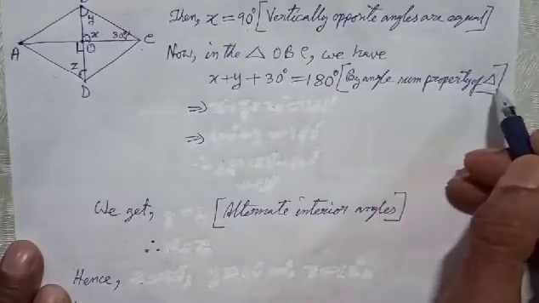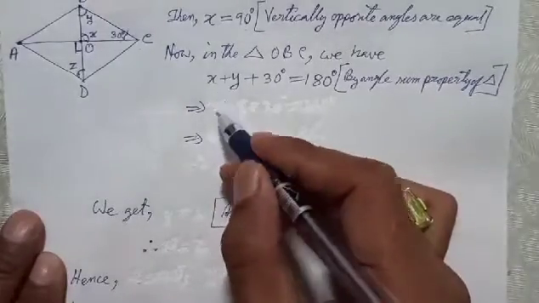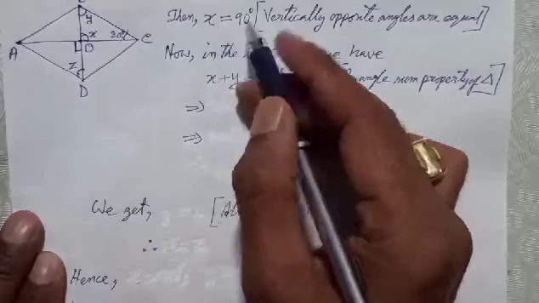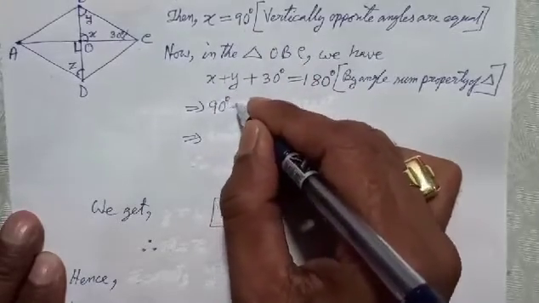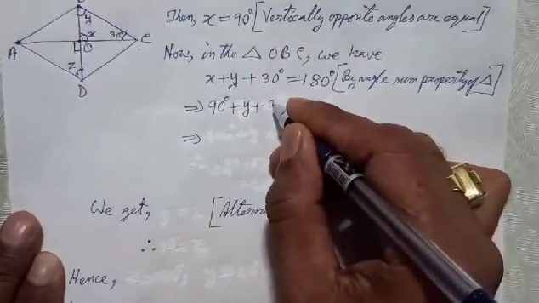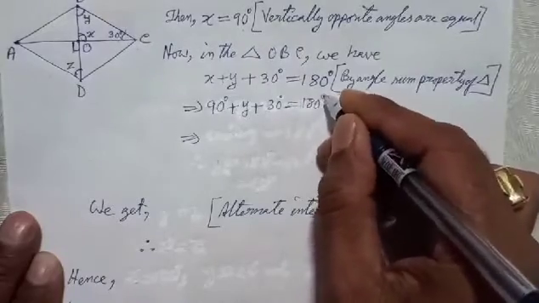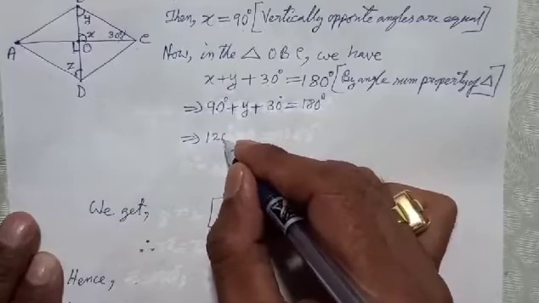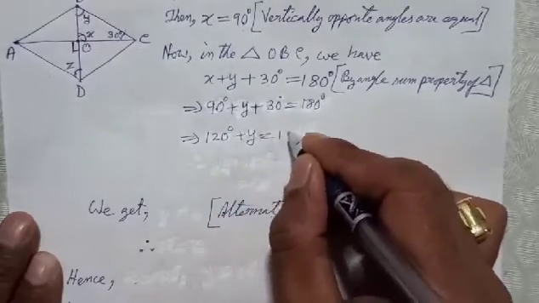By angle sum property of a triangle, this implies that here x is 90, so this x is 90 degrees plus this y plus this 30 degrees is equal to 180 degrees. 90 plus 30 is 120 degrees. 120 degrees plus y is equal to 180 degrees.